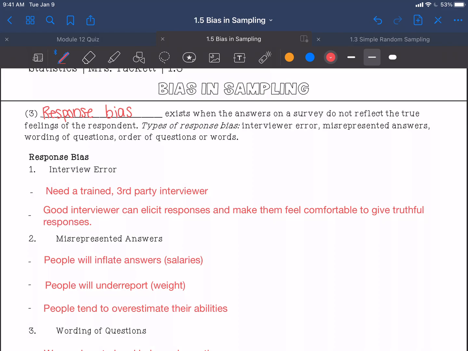Another type of response bias is misrepresented answers. So people tend to inflate answers for certain things. So for example, if you're asked your salary, you might inflate that or round up. A lot of the times, you're asked roughly how much do you make when you go to get pre-approved for a loan, for a house or a car or something like that. And they just want an average annual income.